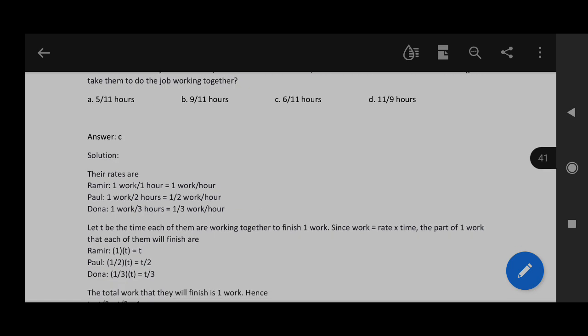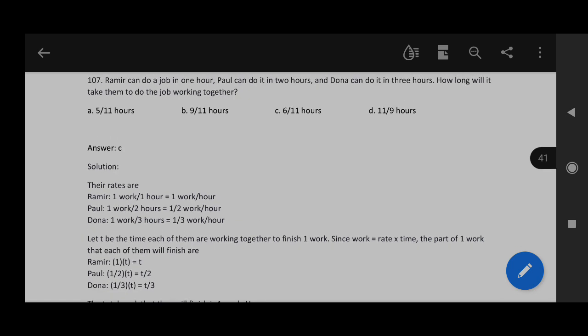Solution. So, rates. Ramir's rate is 1 work per hour. Paul's is 1 work per 2 hours, so 1 half work per hour. Donna's is 1 work over 3 hours, so 1/3 work per hour. Let T be the time each of them is working together to finish 1 work.